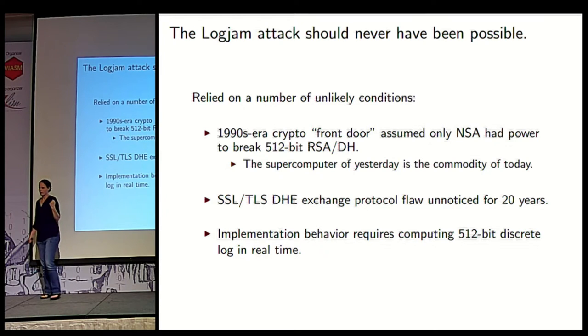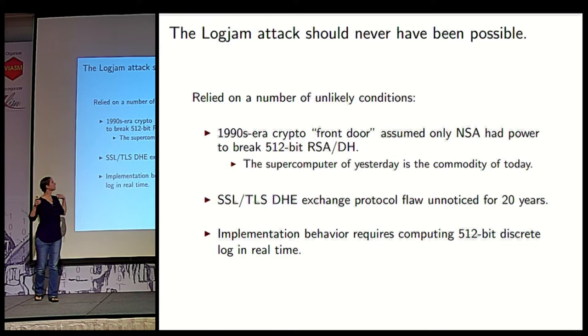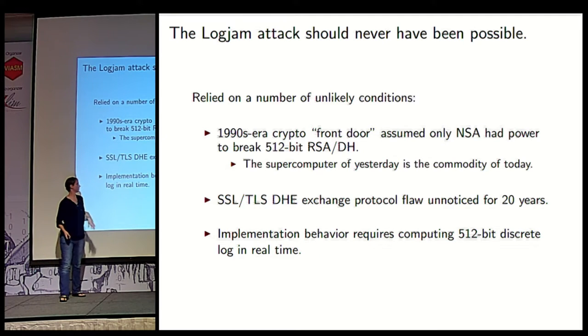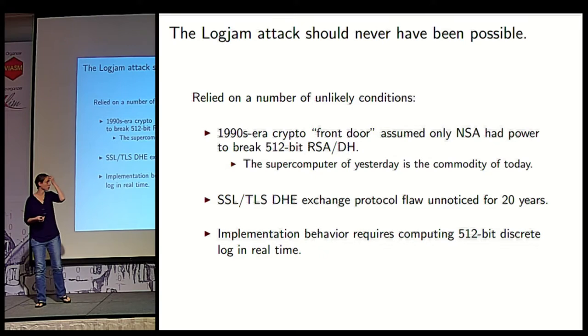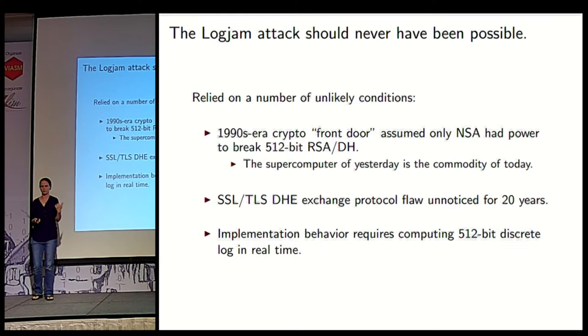So this attack works. It should never have worked because it relies on a number of super unlikely juxtapositions of conditions. The 1990s era crypto front door assumed that only the NSA had the power to break a 512-bit RSA or Diffie-Hellman key exchange. This is no longer true. The supercomputer of yesterday is the commodity computer of today. You can rent a supercomputer by the hour on Amazon EC2. There was a protocol flaw in SSL and TLS Diffie-Hellman key exchange that was unnoticed for 20 years, despite the amount of importance and attention placed on this. And then finally, the actual implementation behavior required computing a 512-bit discrete log in real time.